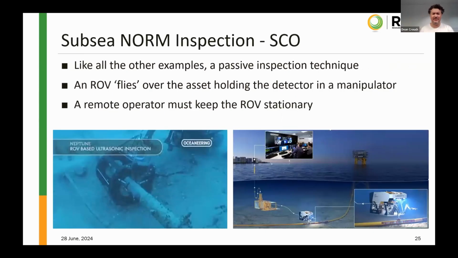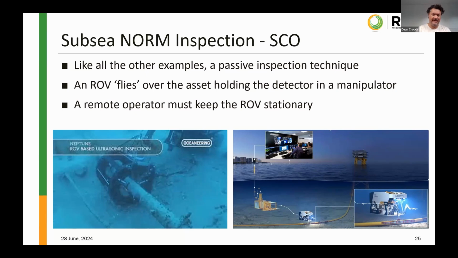So, subsea NORM inspection. I haven't mentioned it yet, but everything we've been talking about is a passive inspection technique. That is, you stand there and you wait for the radiation to come to you. You can't really do anything to speed it up. You can't do anything to improve the resolution other than just wait longer.